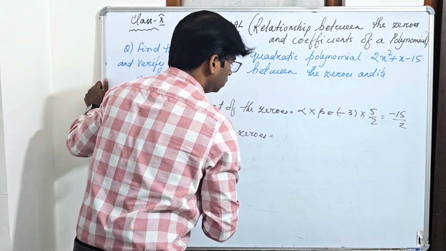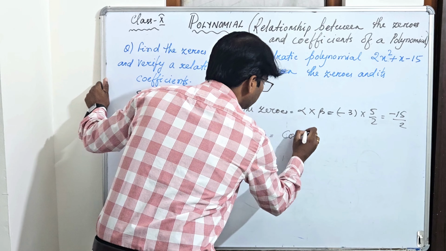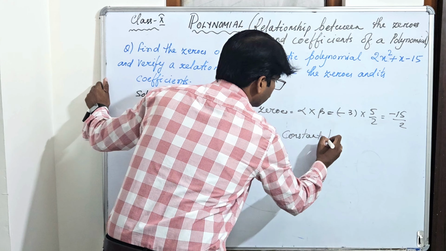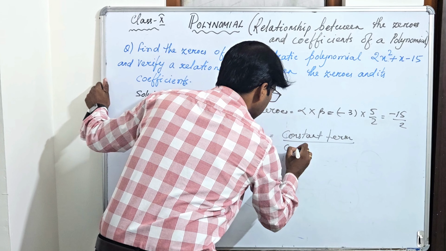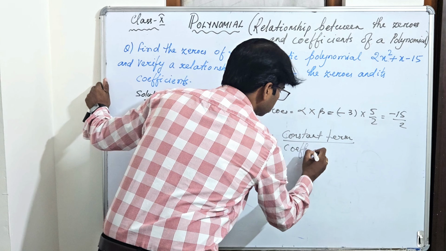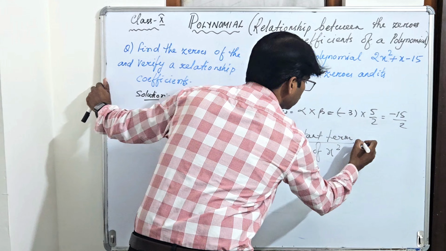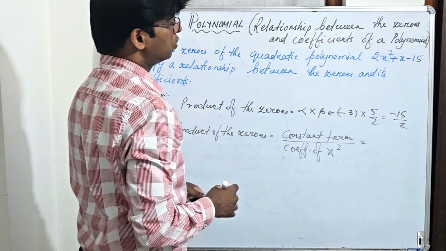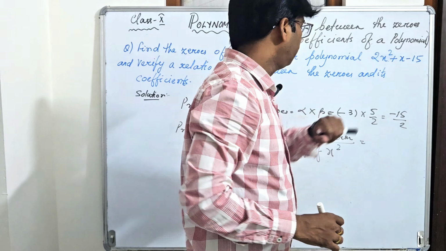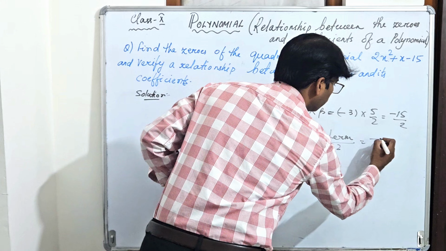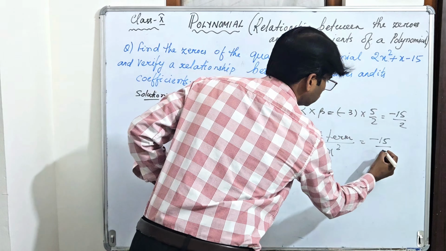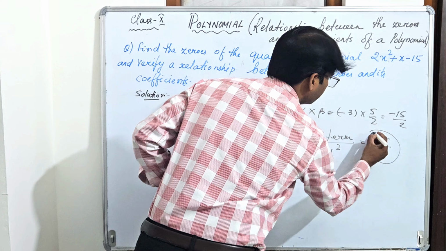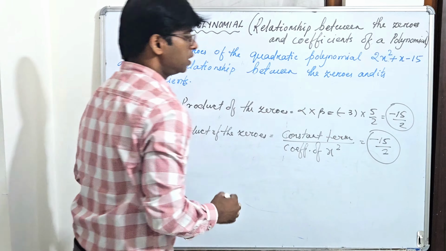Formula says constant term by coefficient of x square is equal to what? Now see, constant term is what? Minus 15. So I'll be writing here minus 15. And coefficient of x square, how much is it? 2. So here also 2. So minus 15 by 2, and here also minus 15 by 2.